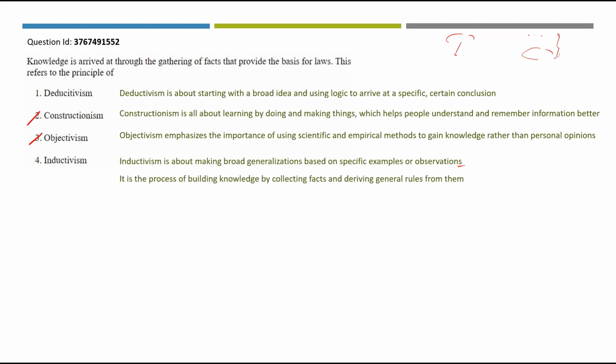Inductivism is the process of building knowledge by collecting facts and deriving general rules from them. So we are going with option number 4, inductivism as the right answer, and we are ruling out even option 1. So this is actually the right statement that connects with the question. Knowledge is arrived at through the gathering of facts that provide the basis for laws is equated to building knowledge by collecting facts and deriving general rules. So this collecting facts is what we can equate to specific examples or observations, and this broad generalization is what we are applying to deriving general rules.